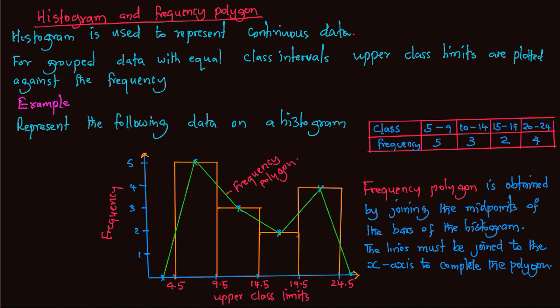For grouped data with equal class intervals, upper class limits are plotted against the frequency to obtain a histogram. Let us look at an example.